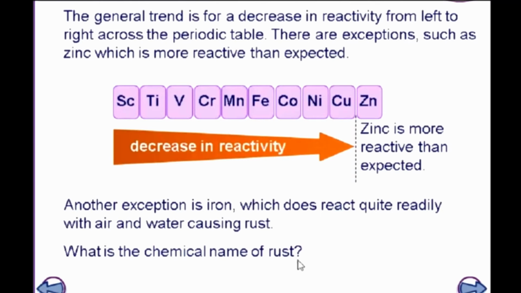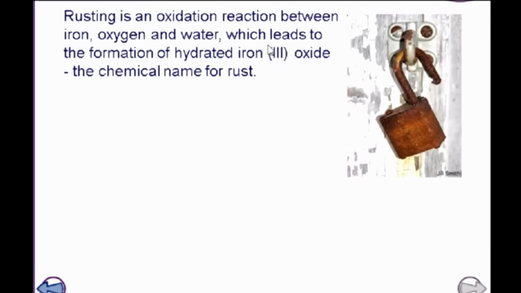So the question over here is, what is rusting? Rusting is an oxidation reaction between iron, oxygen and water, which leads to the formation of hydrated iron 3 oxide. Fe2O3·xH2O, because the percentage of water varies in rust. Hydrated iron 3 oxide is the chemical name for rust. So remember this, hydrated iron 3 oxide.